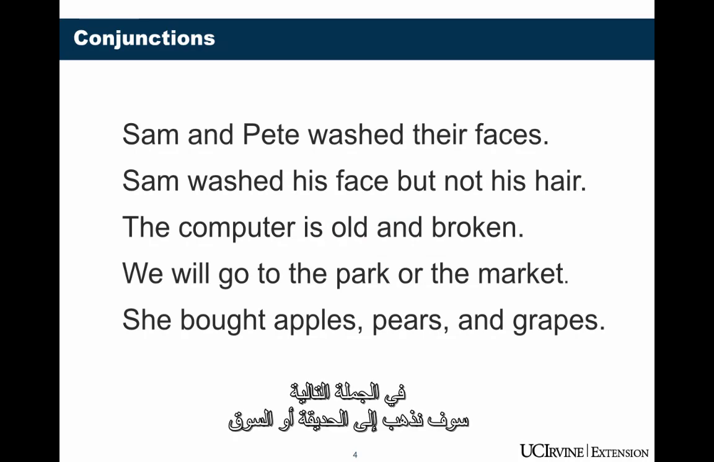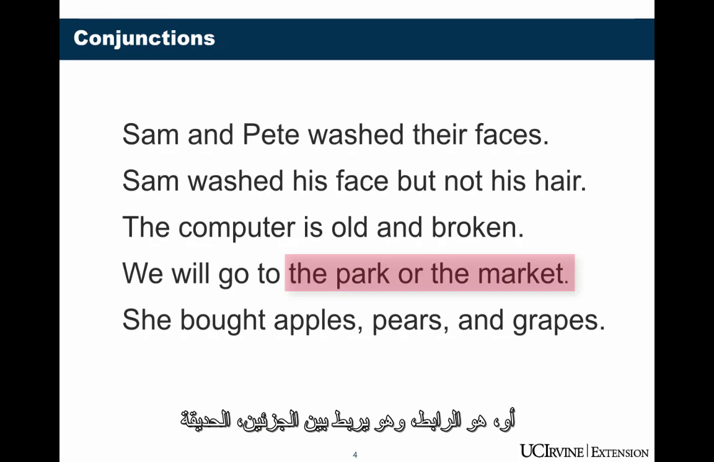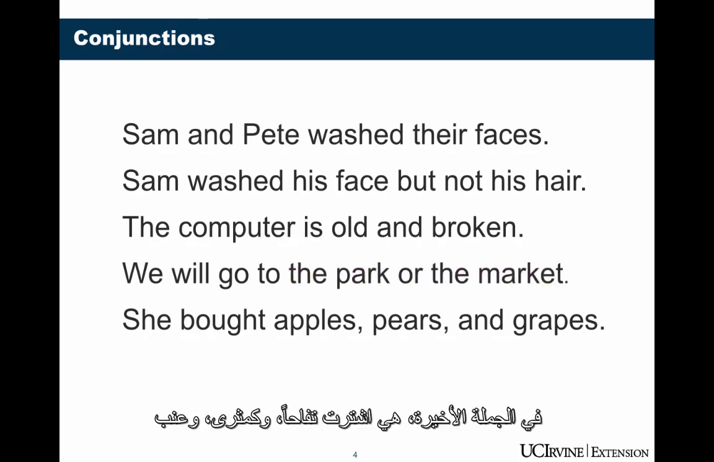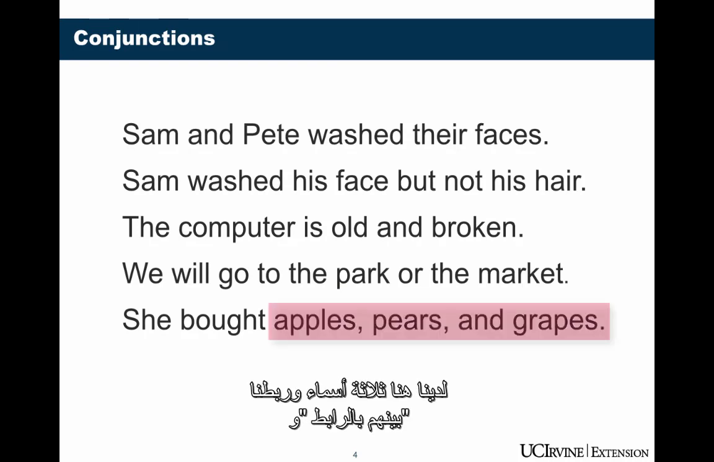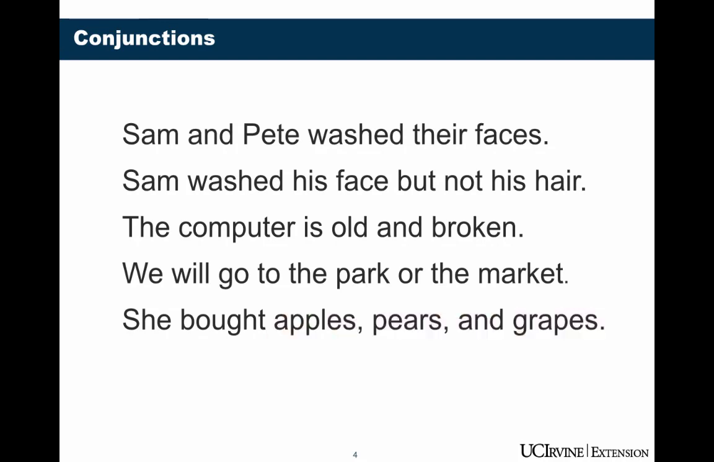In the next sentence, we will go to the park or the market. Or is the conjunction, and it's joining the 2 parts, the park and the market, both of which are nouns. In the last sentence, she bought apples, pears, and grapes. Here we have 3 nouns, and we are connecting them with the conjunction and.